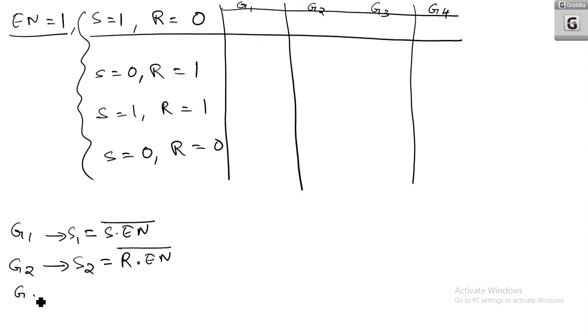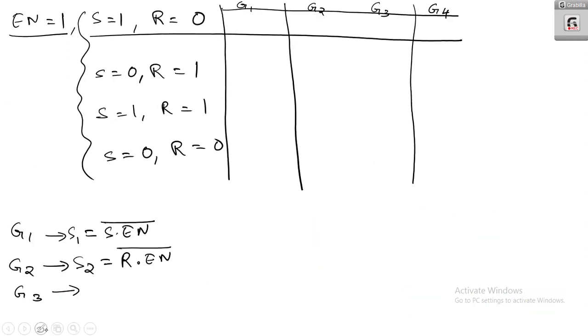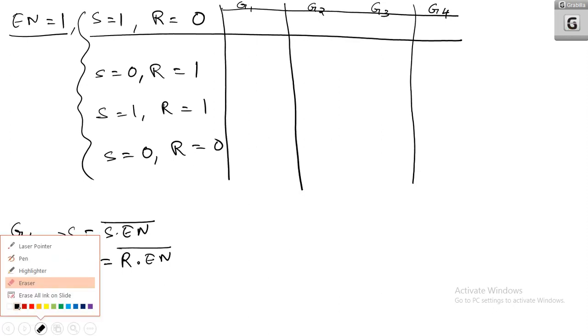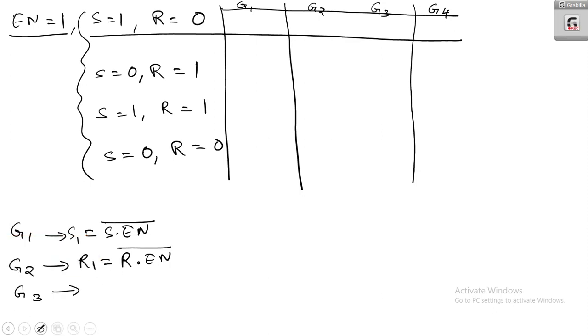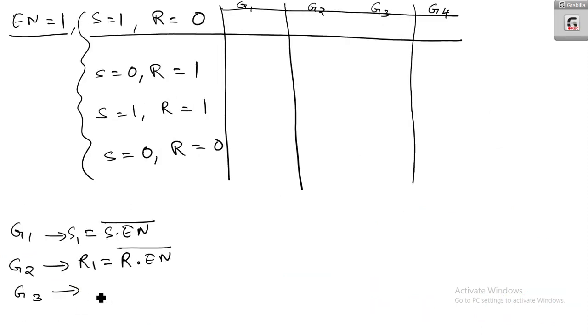What is output of G3? Sorry, it is not S2, it is R1. Output of G3 is S1 dot Q bar the whole bar. And what is output of G4? G4 is R1 dot Q the whole bar.